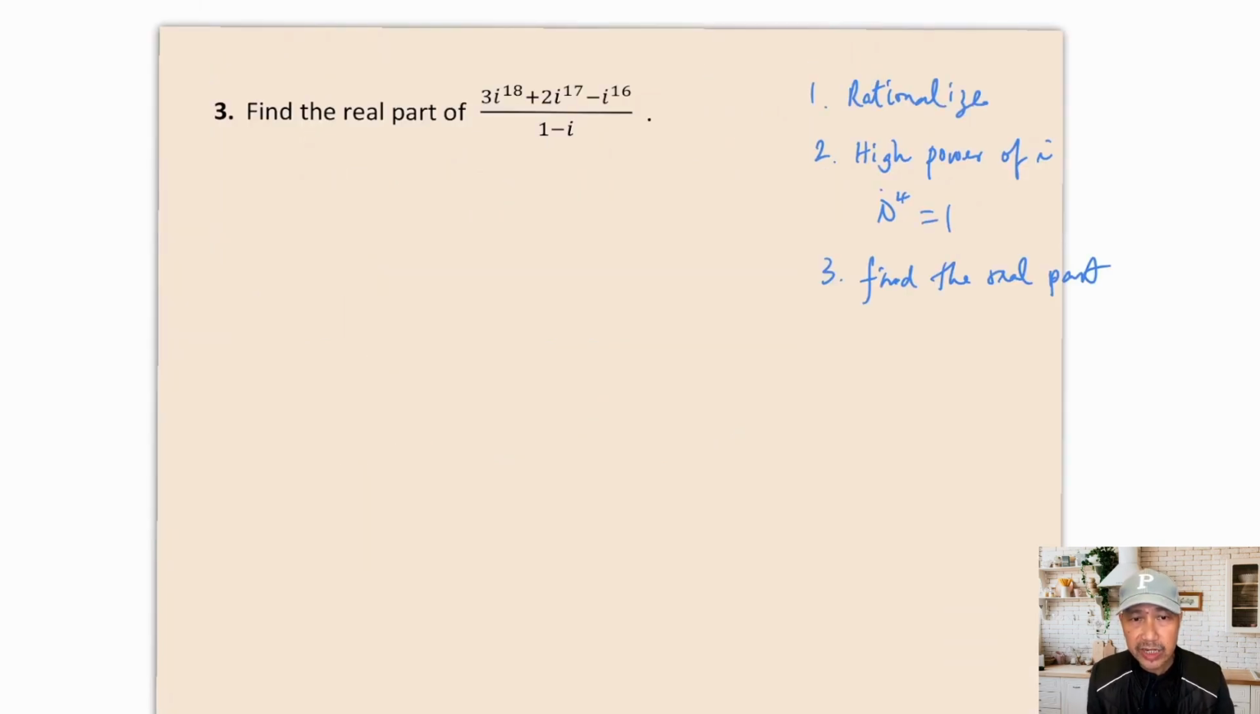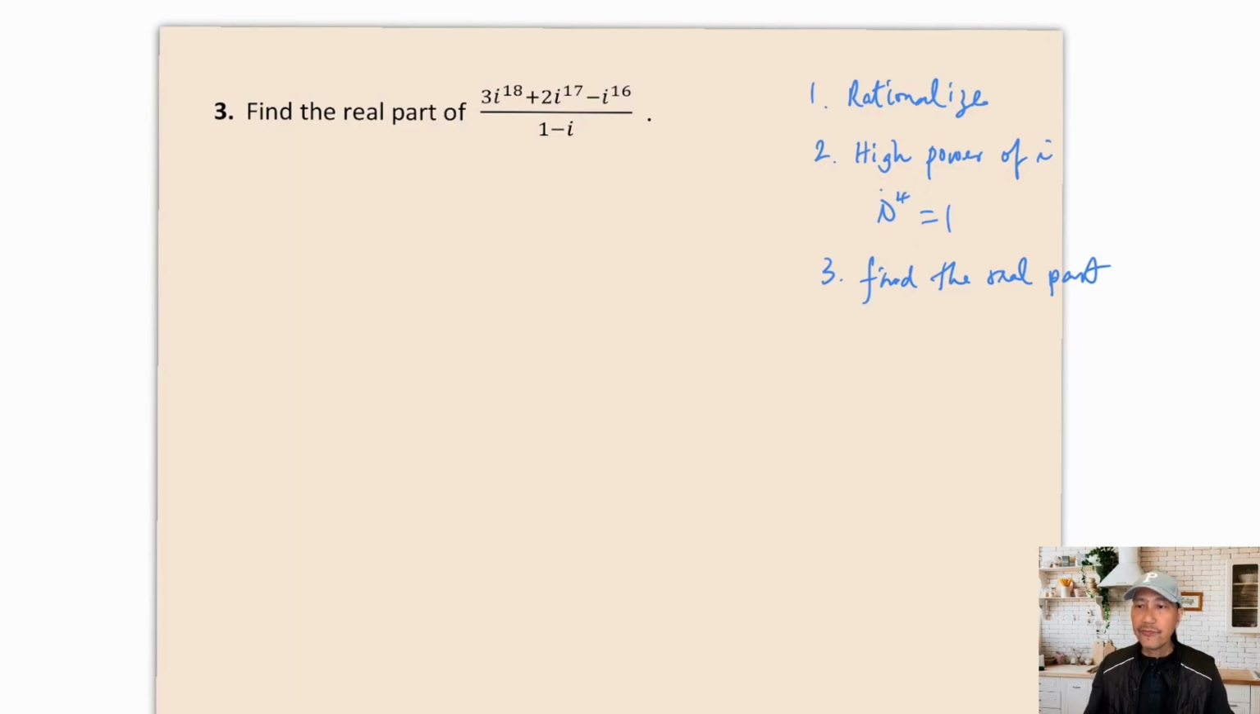Okay, in question 3, find the real part of this complex number. Now, to solve this question, we need to do 3 things. Okay, the first thing is to rationalize this complex number. Second, we notice that there are some higher powers of i in the numerator. We need to bring down the higher power. Okay, we mentioned that i to the power 4 is 1. We will use this to change the numerator to become a normal complex number. At last, we will separate the real part and the imaginary part. The question just asks for the real part.